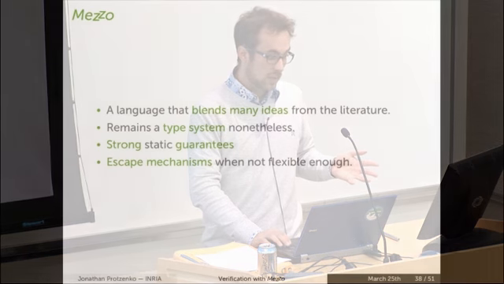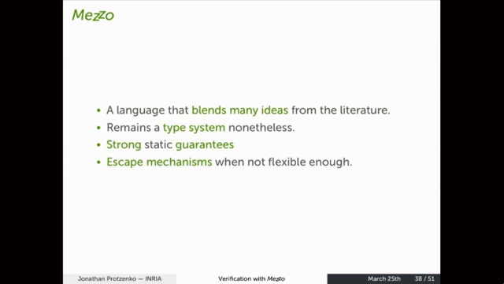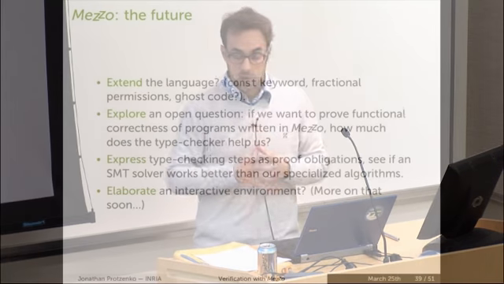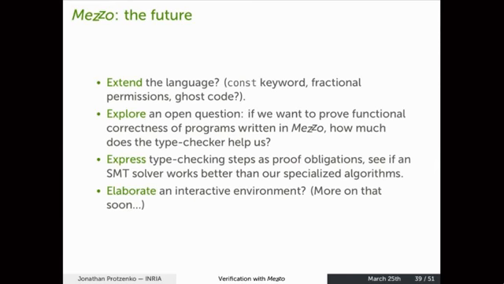Quick wrap up on Mezzo, a language that blends many ideas. We are keeping everything presented as a type system, which gives you strong guarantees, and there's that escape mechanism when the base layer is not enough. What do we want to do in the future? We want to extend the language. We may want to have some patterns where you own a piece of mutable data, but you may want to share it with someone just as read-only.